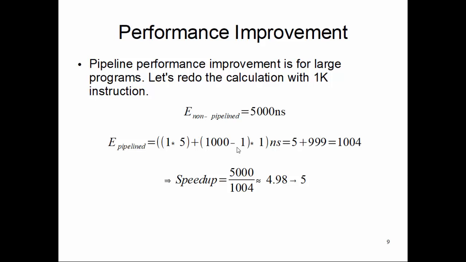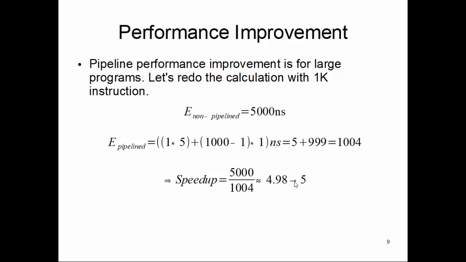So in that ideal condition, except for the first instruction, every other instruction, these 999 instructions, will be completed one cycle after another. That's why it becomes 999 cycles, plus the first instruction will still take 5 clock cycles. So adding them up, that becomes 1004 nanoseconds. Sorry, I dropped that unit, but it should read as 1004 nanoseconds. Then my speedup becomes 4.98, which is almost 5.